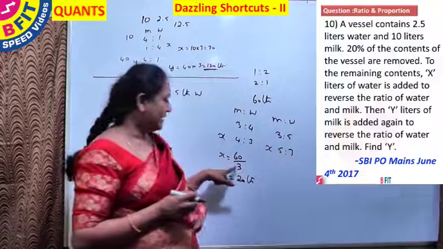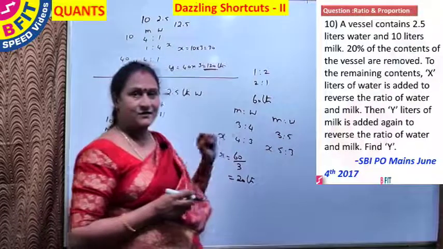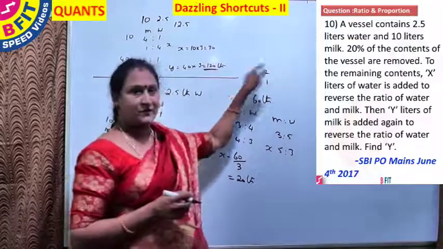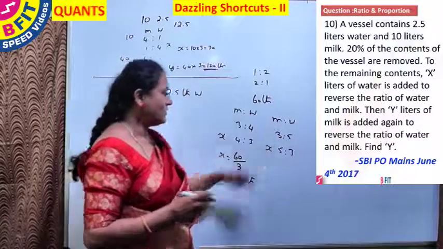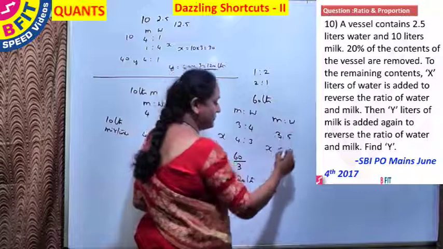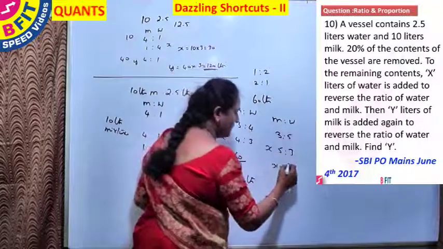Smallest value is 3, but the difference between the parts is 1. Here also the difference between the parts is 1. So we just divided by the smaller value. So in this, in 60 liters, 3:5 should become 5:3.